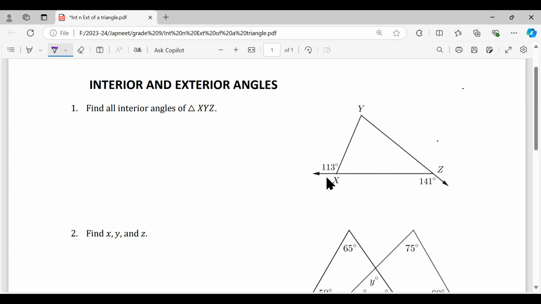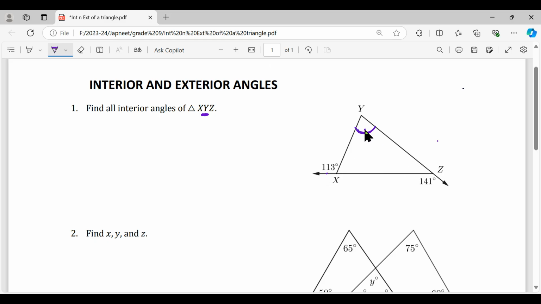So you have here one external angle that is 113 degrees, and here you have 141 degrees, and your question is to find this angle Y. So this angle you need to figure out. So you are given here one exterior angle. So we don't know any of the interior angles.